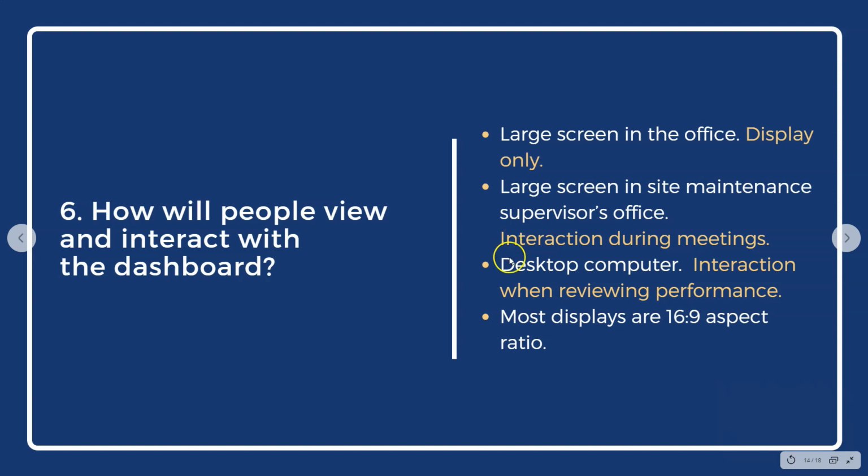and this one is going to be a display but with an option to use it during meetings, so you can interact with it. And then the other one is a desktop computer, so somebody accessing it through the desktop. I've not said, it's not designed for the phone, it's not designed for the tablet. It's going to be designed for these types of screens. And in terms of the aspect ratio, it's going to be 16:9. Most people have these kind of widescreen monitors these days, and that'll be the vast majority of people using it.